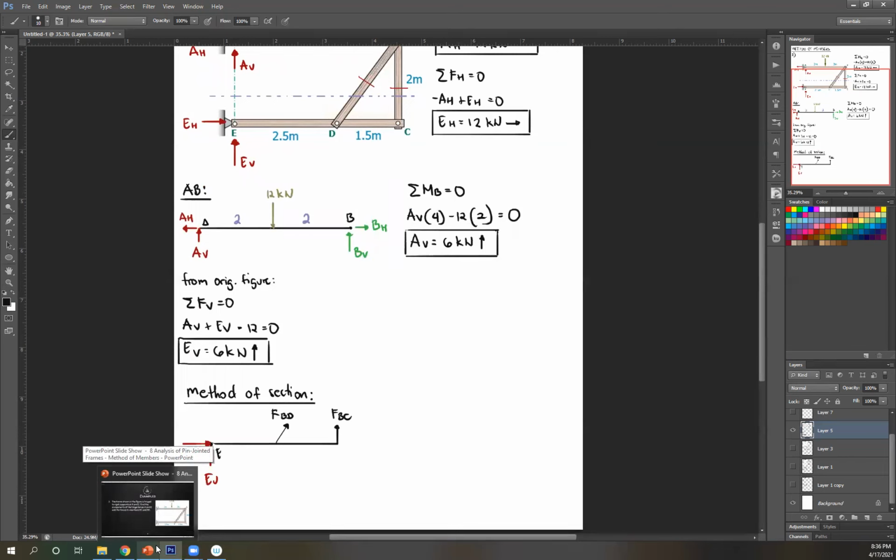So what we can do here is take moment about one of your points. I'm going to take moment about this point at D. Why? Because if I take moment at C, I'm going to have to solve for the components of this, since it's diagonal. Just to avoid that, I'm going to use moment at D. Let's start. EH passes through D, so ignoring that. EV rotated about D is clockwise, therefore positive. Perpendicular distance, that is 2.5.